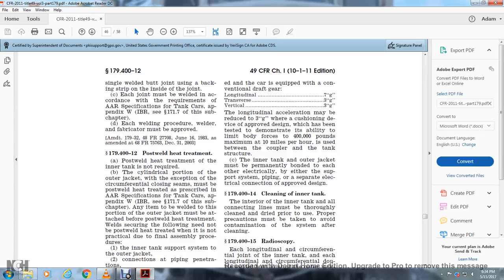The inner tank and the outer jacket must be permanently bonded to each other electrically, other than by the supporting system or the piping, by a separate electrical connection of approved design.